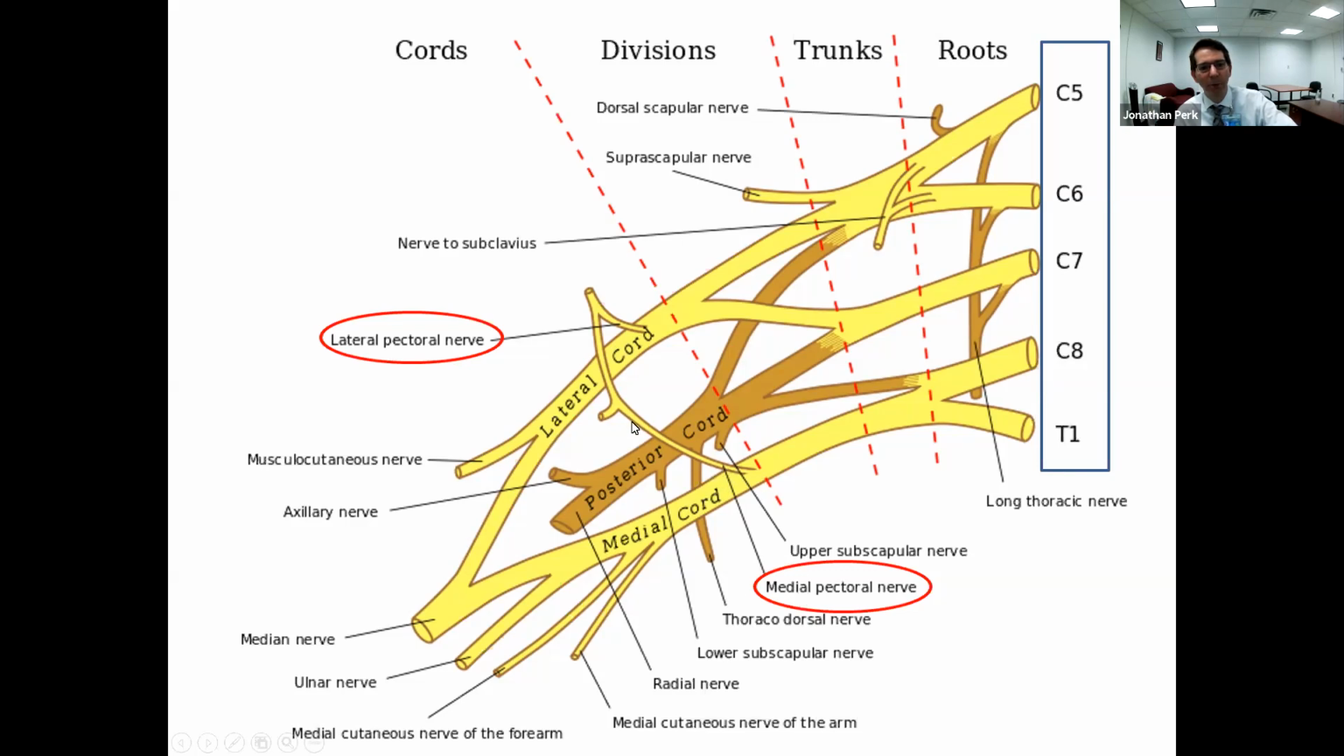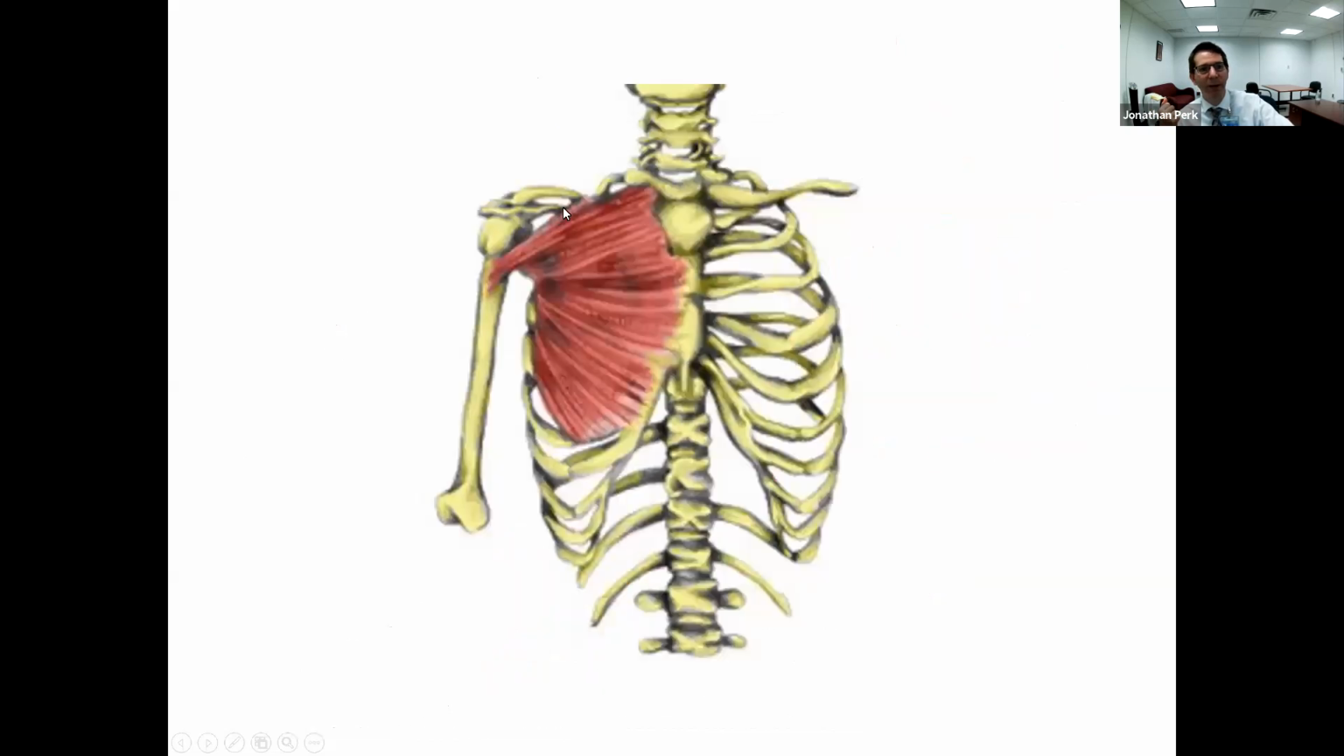So both of them connect to one nerve. Now, what does that mean to us? If you look at the contributory roots to the lateral cord and medial cord, you'll actually see that it comprises all of the roots, right? So the pectoralis muscle is actually innervated potentially by all of the roots, okay?